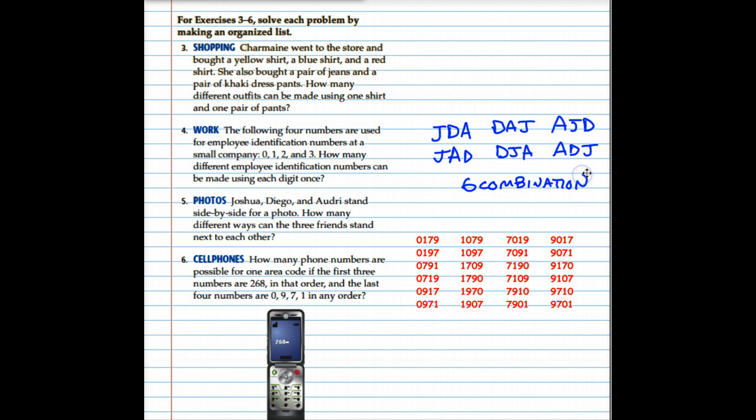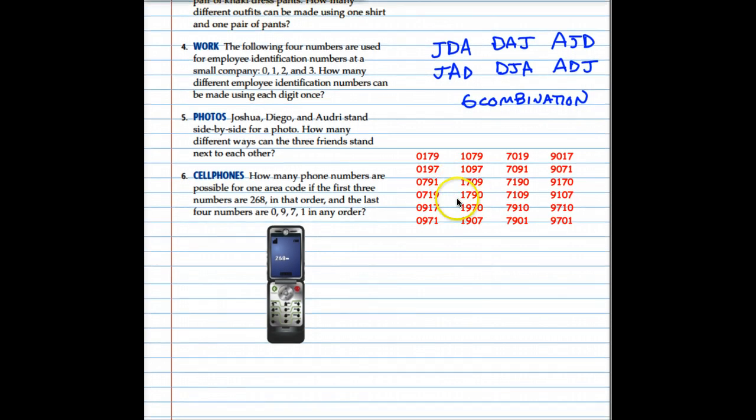Now our last problem we're going to do is the cell phone problem. How many phone numbers are possible for one area code if the first 3 numbers are 268? So we don't have to worry about that. All of these numbers we made are going to start with 268 in that order, and the last 4 numbers are 0, 9, 7, 1 in any order. So again, almost the same as problem number 4.